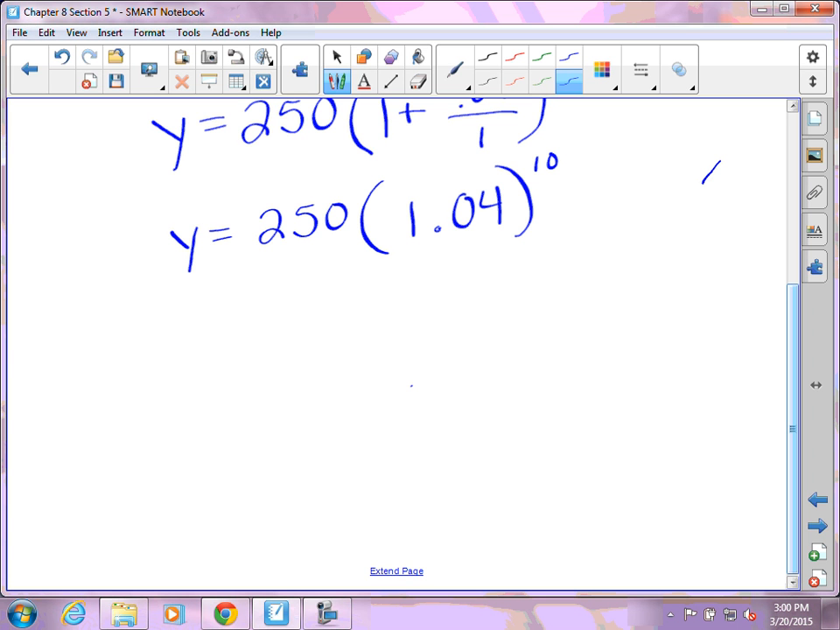You want to make sure that you pick the right one that works with your calculator. Mine is the caret key. So I'm going to use the caret key to the 10th. And I'm going to push equals. And then I'm going to put times 250 equals. And so y gives me $370.06. And then I'm going to leave that. So at the end of 10 years, right, I have $370.06. So you're going to make sure that you round it to the nearest penny, right?